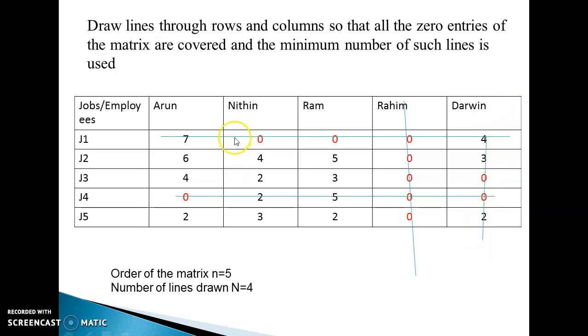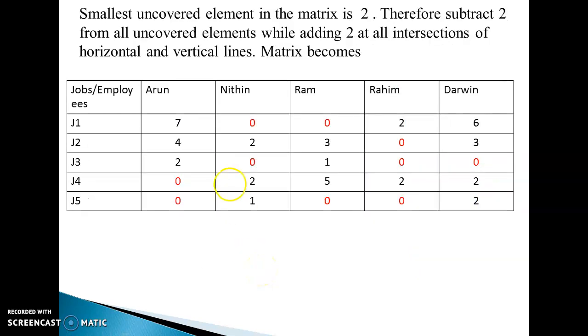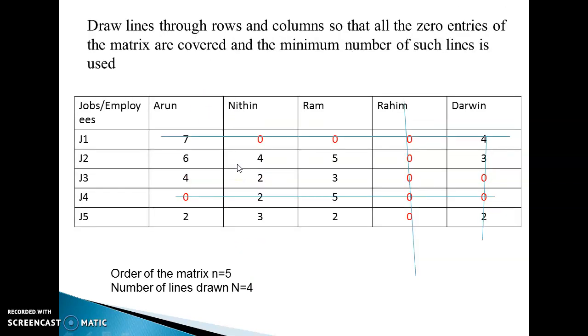Now you count the number of horizontal and vertical lines drawn. So 1, 2, 3, 4. So the total number of lines is 4, but the order of the matrix is 5. That means capital N is not equal to small n. That means we need to find out the smallest element in the uncovered place. So the uncovered elements are 6, 4, 5, 4, 2, 3, 2, 3, 2. So that means the minimum value is 2.